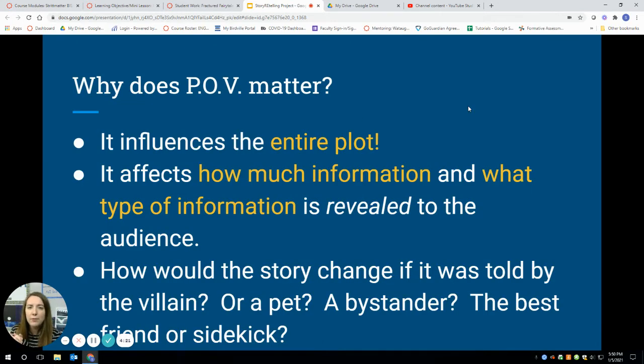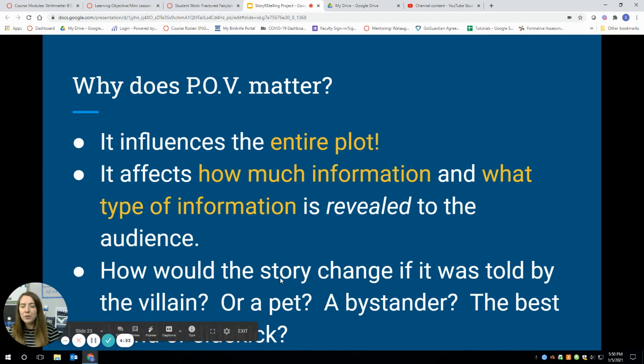So we care about point of view because it influences the entire plot. Just think about the difference between Sleeping Beauty and Maleficent. It also is going to affect what type of information we actually get and how much information we get. If we tell the story of Mulan from Mushu's perspective, we're not going to see anything about Mulan's upbringing or the dynamic with her family. We're just going to see Mulan's story from when Mushu wakes up, right? So it's really going to affect what information and how much we get.